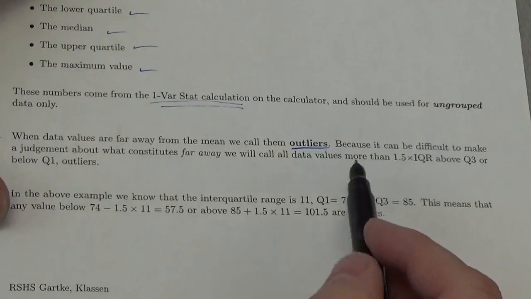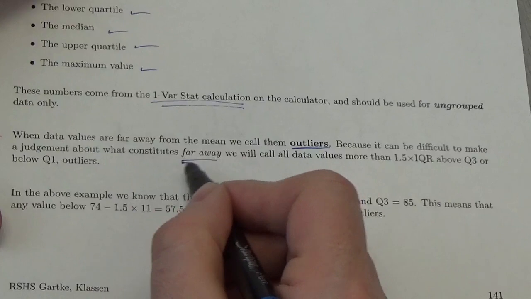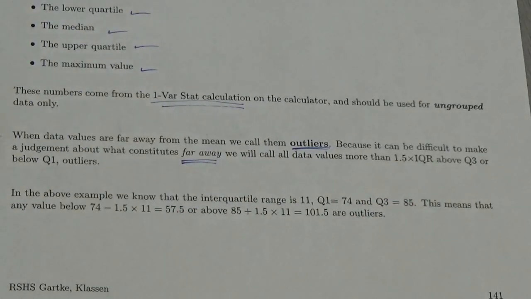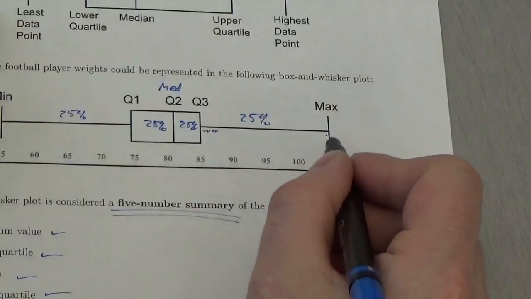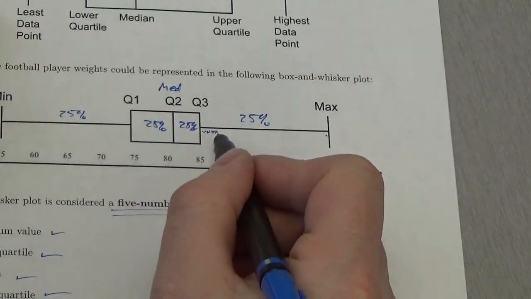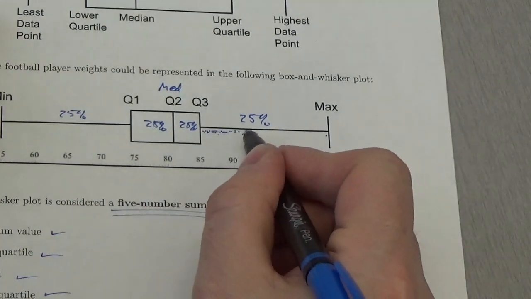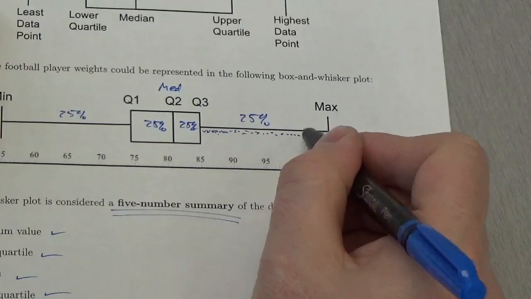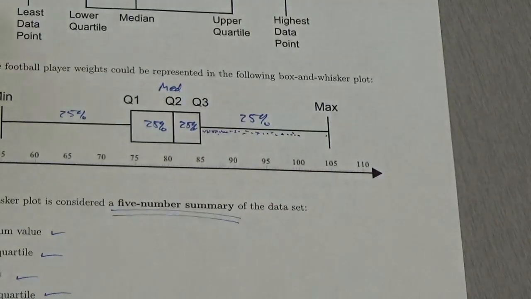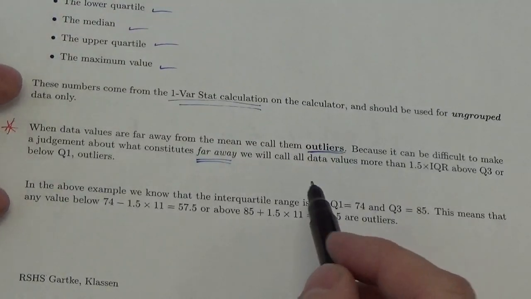Because it's difficult to make a judgment about what constitutes far away, what is it that makes an outlier here? I mean, this is my outlier right now if the data's all there, but if I have the data spread out to there, is that still an outlier? If it's out to there, is that still an outlier? I mean, how far away does it have to be? And that is kind of a judgment call.